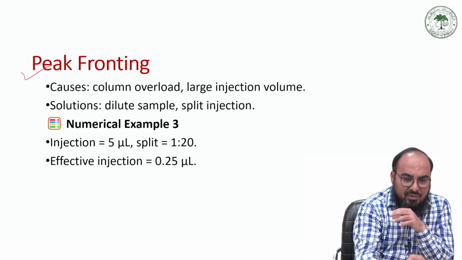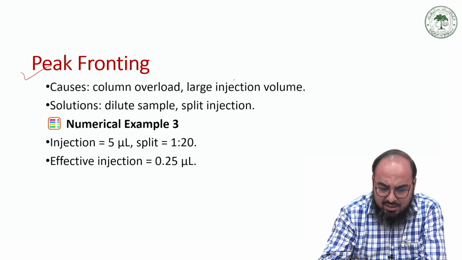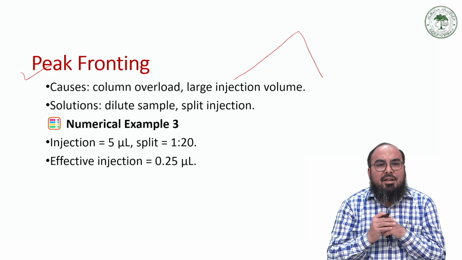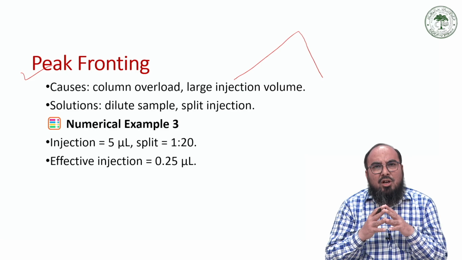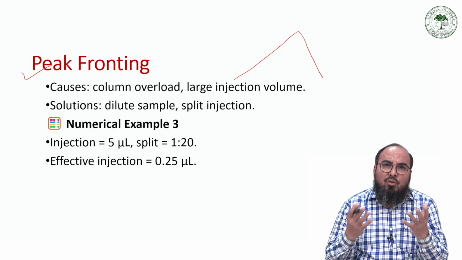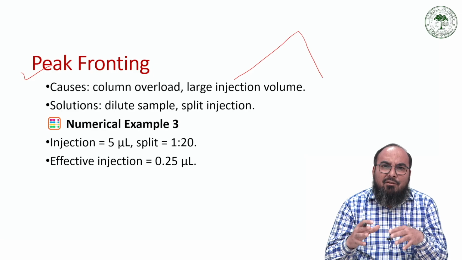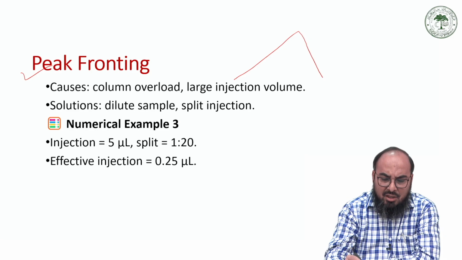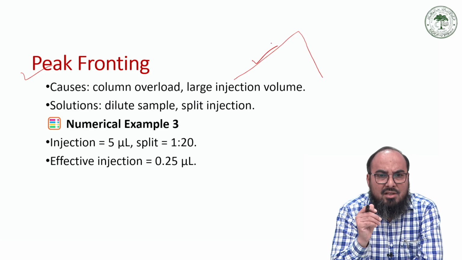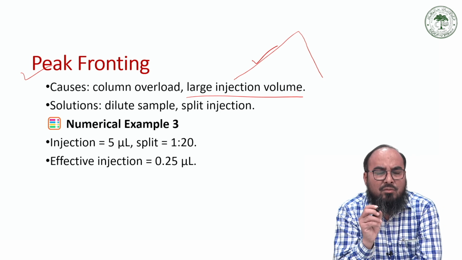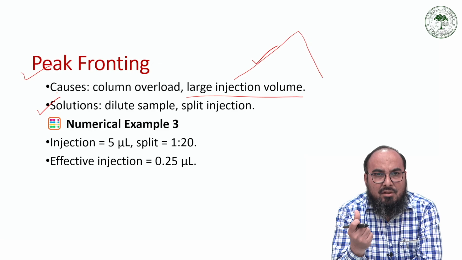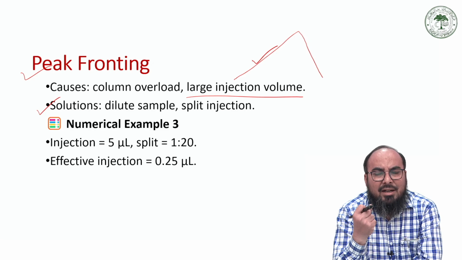Similarly, peak fronting is now the opposite of peak tailing. Here you have a leading peak, and this is peak fronting. This peak fronting is caused by column overloading. Your column has a capacity of 2 microliters and you have loaded 4 microliters of sample, so this situation creates peak fronting. Similarly, you may have injected a large volume of your sample. The solution here is that you have to use dilute samples. And again, if you are encountering this problem, then you can use the split injection technique.